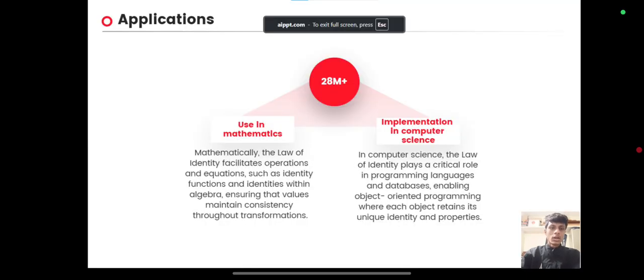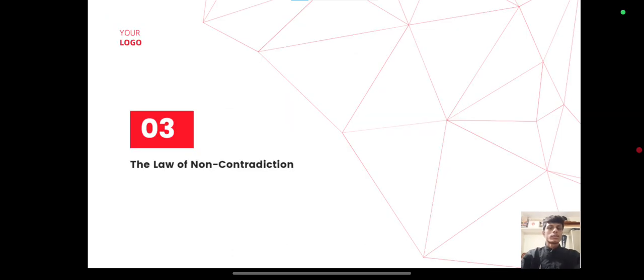Applications. Use in mathematics. Mathematically, the law of identity facilitates operations and equations, such as the identity function and identities in algebra, ensuring that values maintain consistency throughout transformation. Implementation in computer science. In computer science, the law of identity plays a crucial role in programming languages and databases, enabling object-oriented programming, where each object retains its unique identity and properties.